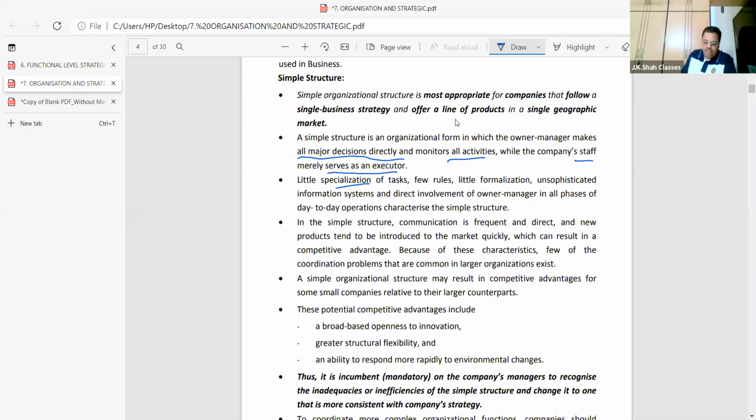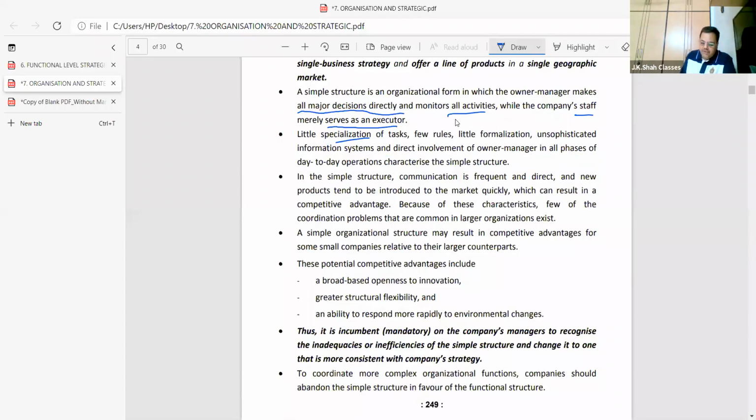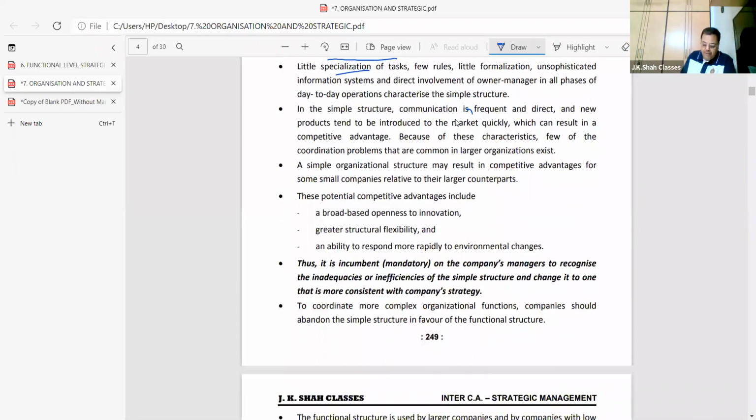Harshita is happy now. In the simple structure, communication is frequent and direct, and new products tend to be introduced in the market quickly. Easy, you can read this.